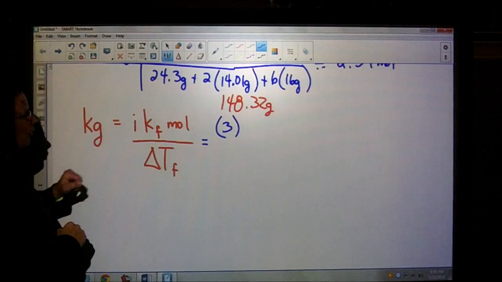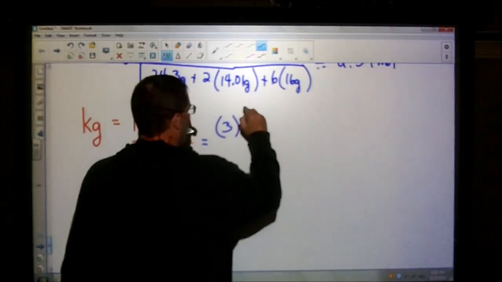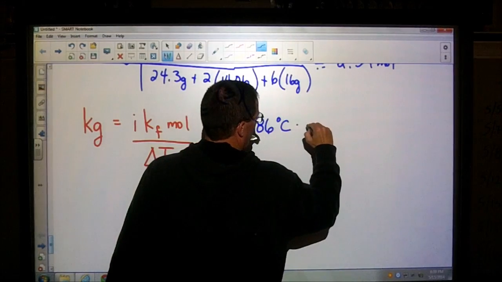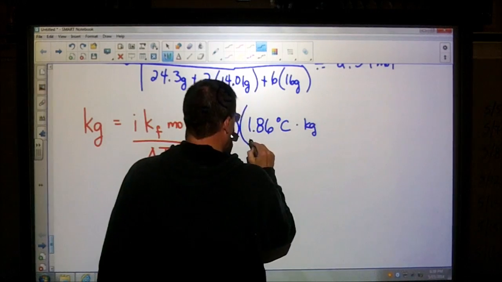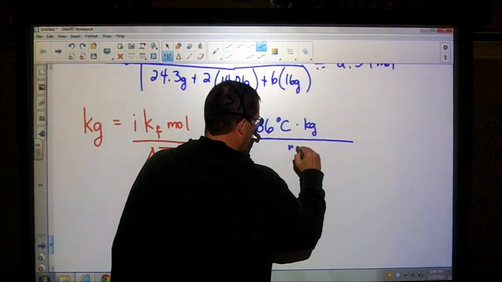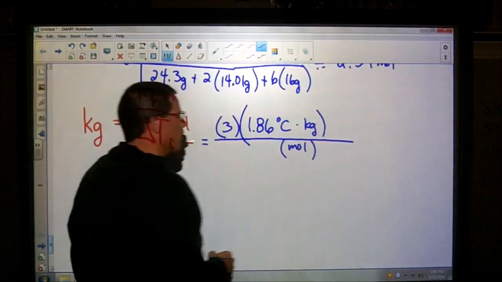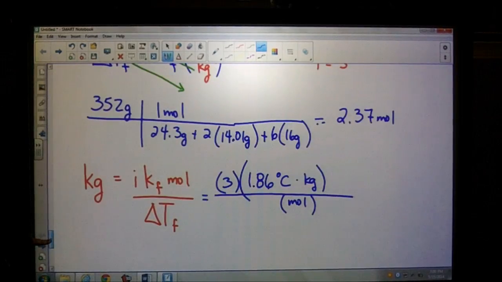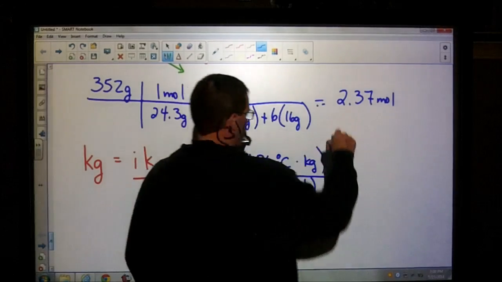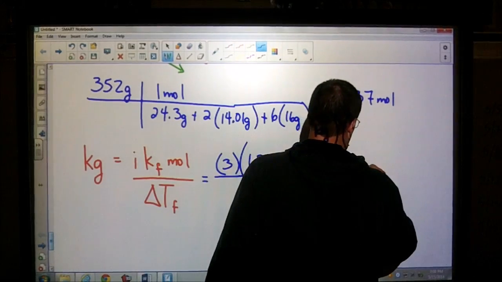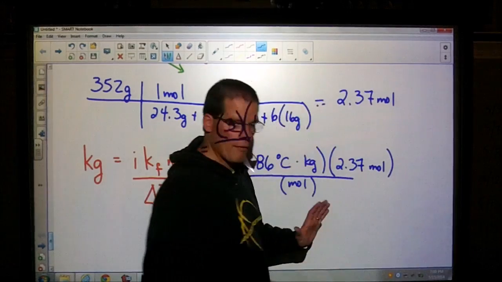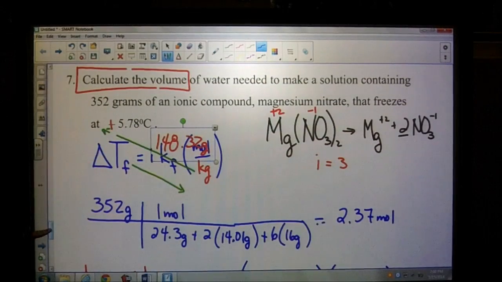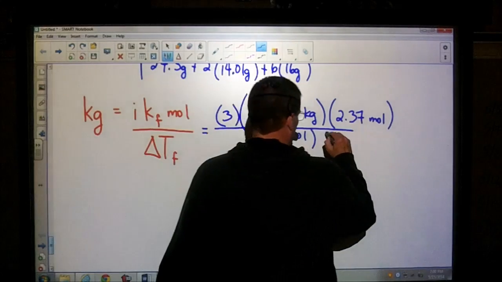The Kf, since this is freezing, get you out of here. The freezing is 1.86 degrees Celsius kilogram per mole. Now, since we have more than one division line, I'm going to put that mole right down here, just to make it nice and pretty. So this is my constant. My mole value, I just calculated and found to be 2.37 moles. Again, I have the actual value in my calculator. And my change in temperature was positive 5.78 degrees.